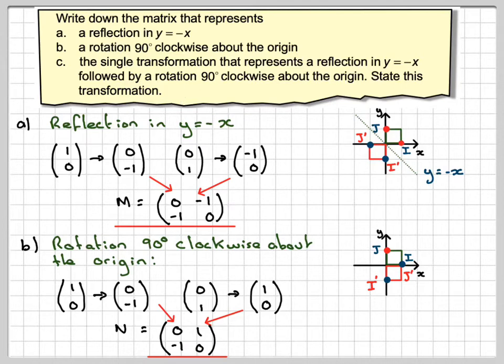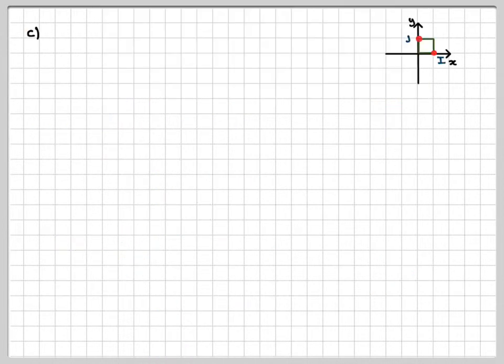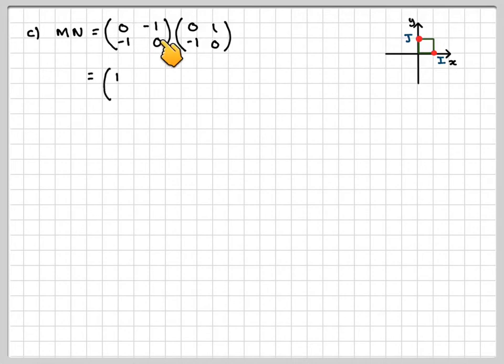Now the single transformation we can get by multiplying MN, whichever transformation we did first. So 0, minus 1, minus 1, 0 times 0, 1, minus 1, 0. So we get 0 times 0, which is 0, minus 1 times 1, which is 1. 0 times 1, minus 1 times 0 gives me 0, minus 1 times 0, 0 times minus 1 gives me 0, and minus 1 times 1 gives me minus 1, and 0 times 0 gives me 0.